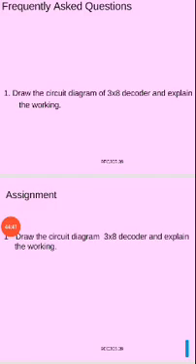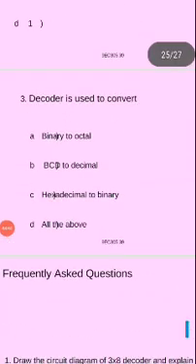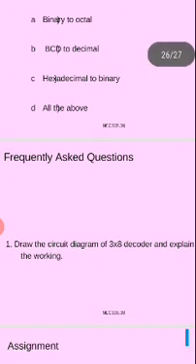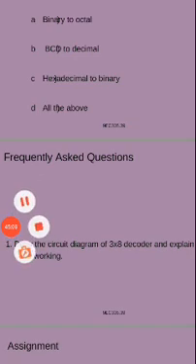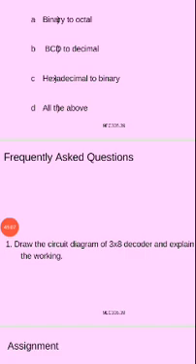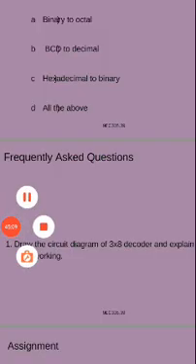So in today's class we discussed the decoder clearly with circuit diagram and with the equations. We discussed 2 types of decoders: the 2 to 4 decoder and the 3 to 8 decoder. In the next class we will discuss the next topic.